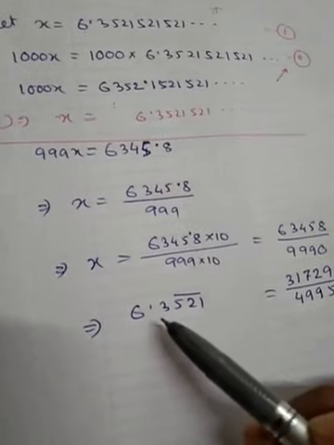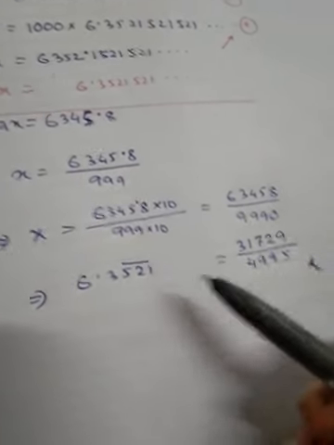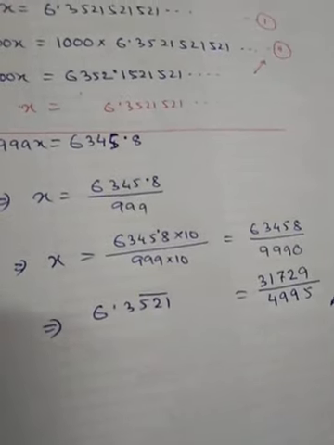So we have converted 6.3521 bar into p by q form.